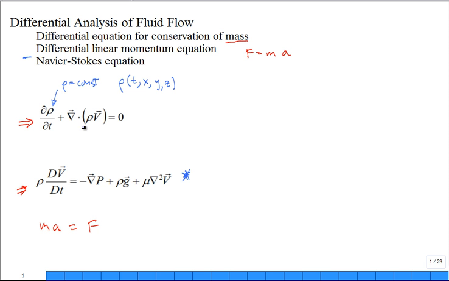Then what do we have here? We have v. What is v? Velocity field. So it's the velocity represented as a vector at every point and at every time. So that's our velocity field. So we can take the scalar density and multiply by v. You still have just another vector field.